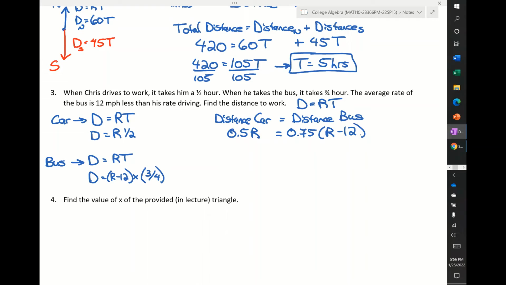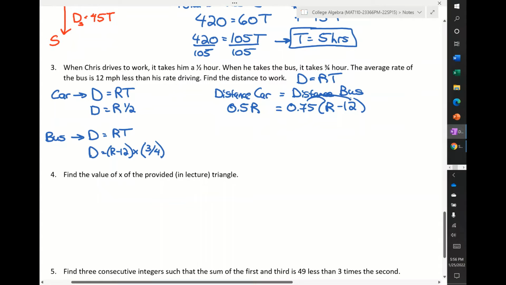At this point, the algebra is easy. We talked about how to solve equations in our last class. Let's distribute the 0.75. We get 0.5 r is equal to 0.75 r minus 9. Get our variables on the same side by subtracting 0.75 r. That's negative 0.25 r is equal to negative 9.